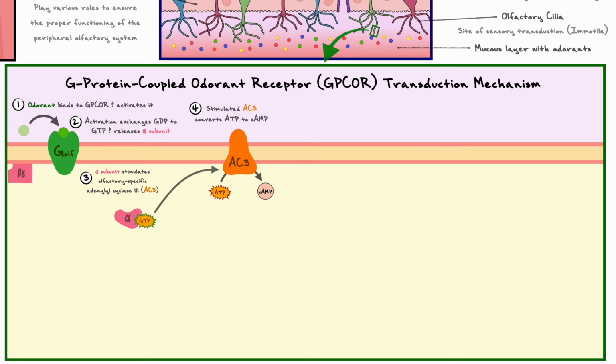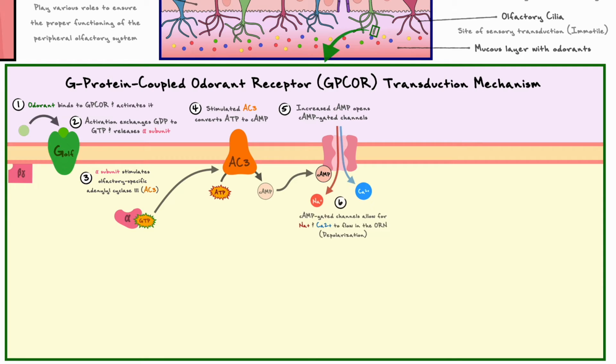The newly made cyclic AMPs are then able to bind to cyclic AMP-gated channels and open them, which lets sodium and calcium flow inside the cell. The entry of these two positively charged ionic species constitutes the first depolarization for the olfactory receptor neurons.